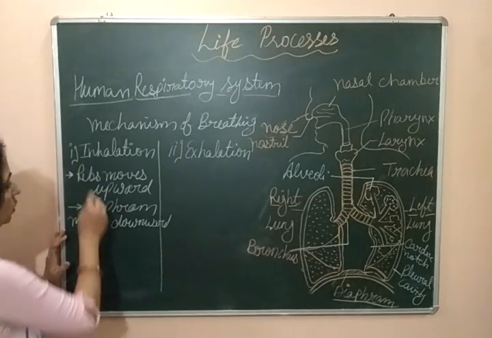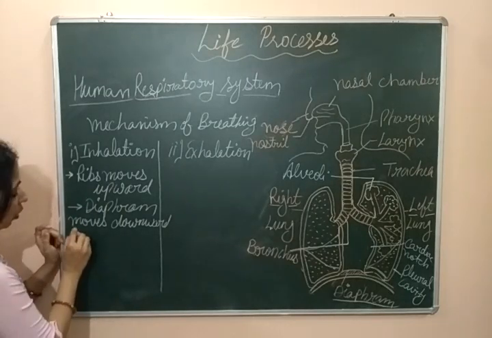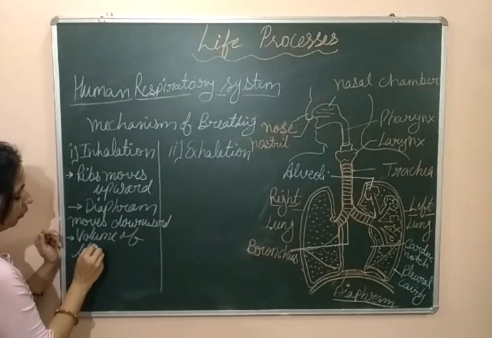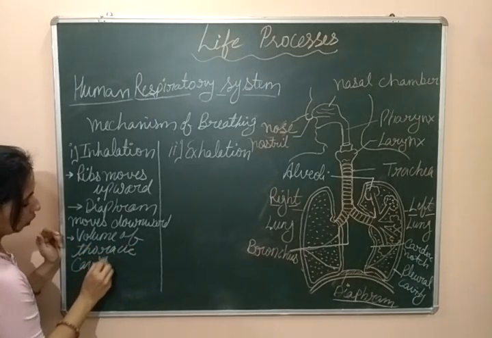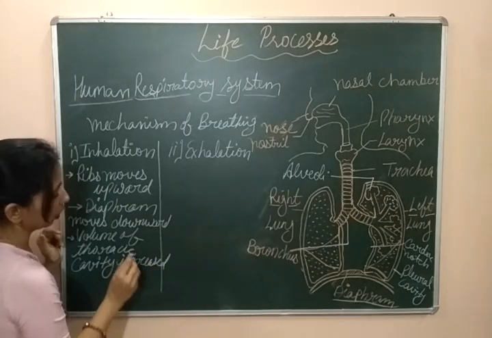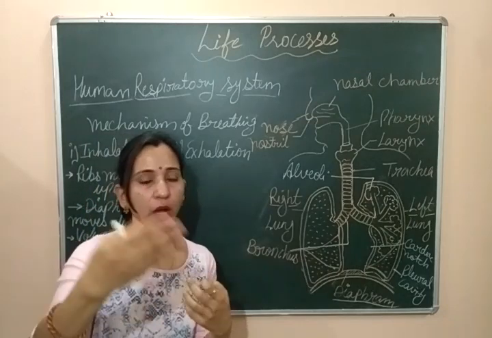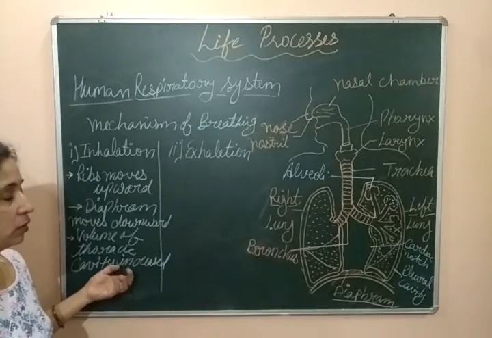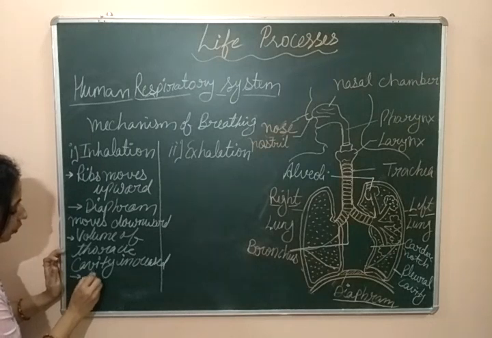Due to these two events, जैसे ही दो चीजें होंगी, what happens inside the thoracic cavity? The volume of the thoracic cavity increases. जैसे ही ये होगा, thoracic cavity का volume increase हो जाएगा, वहां पे ज्यादा space create हो जाएगा, because ribs are moving upward and diaphragm is moving downward, due to which the space and volume inside the thoracic cavity are increasing, and air pressure reduces.